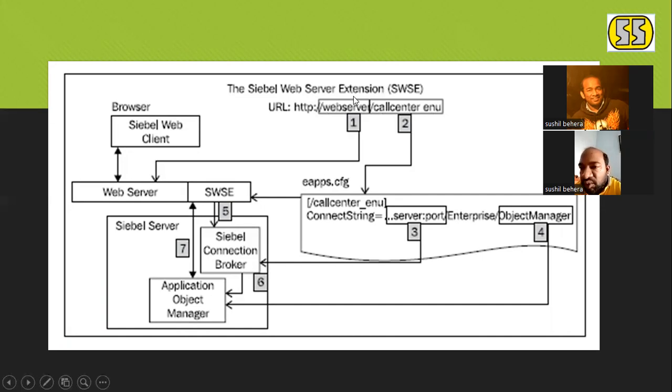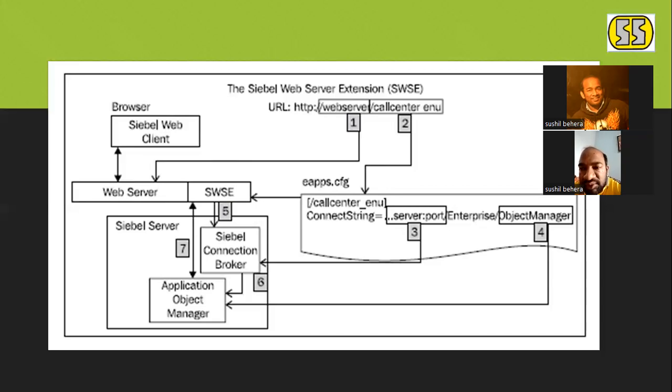Now what happens whenever we enter the URL? The first part identifies that we have to go to this web server, and the request goes directly to the web server. Inside the web server there is one more installable piece of software, called SWAC. Inside this web server SWAC, there is a file called eapps.cfg. Inside this eapps.cfg file we have the connection information. Now what is this connection thing?